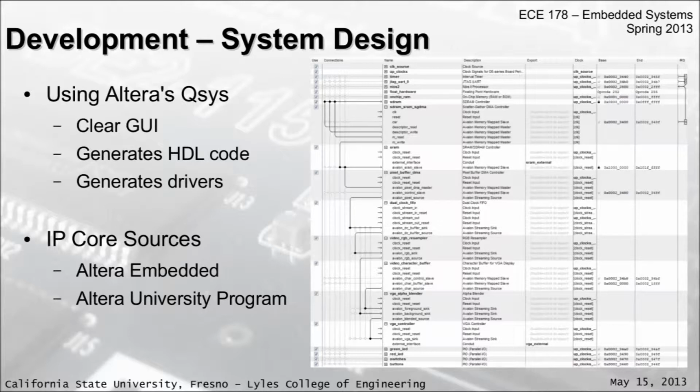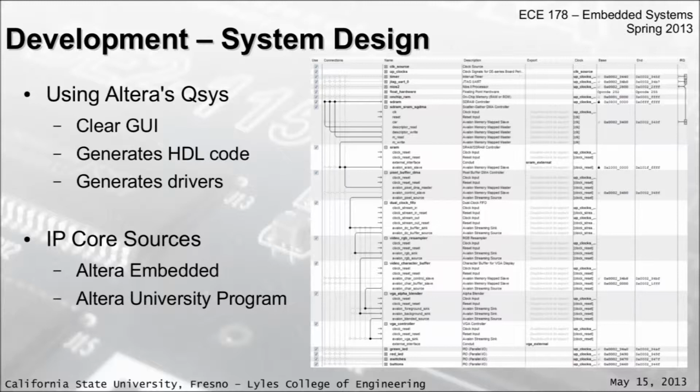So for an overview of the general system design, we used Altera's Qsys. There's a very clear graphical user interface, simple bus connections, everything is point and click for the most part. There's configuration of individual IP cores, and it automatically generates the hardware description language code, whether that's VHDL or Verilog, for Quartus 2 to compile. And it additionally generates drivers for Altera's hardware abstraction layer to simplify programming in the Nios 2 EDS. So this is really the starting point for the system itself.